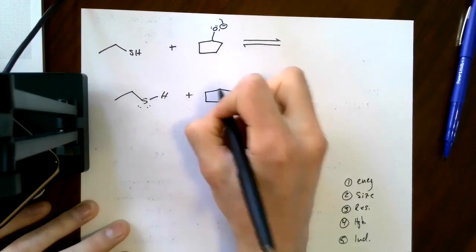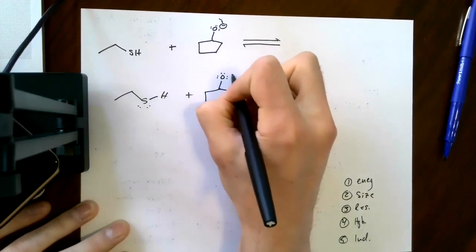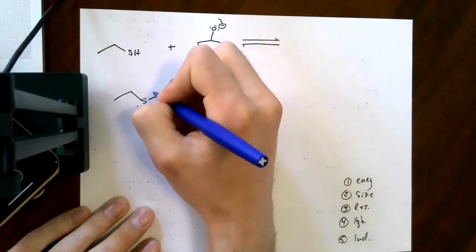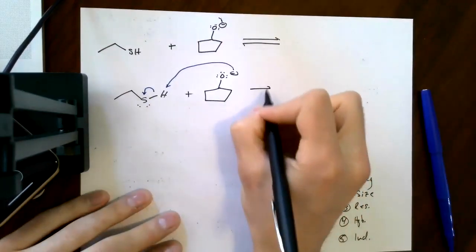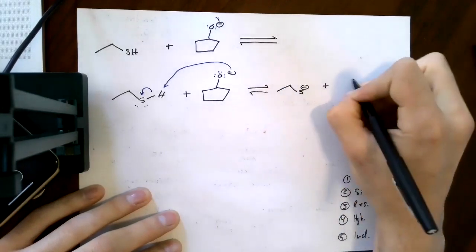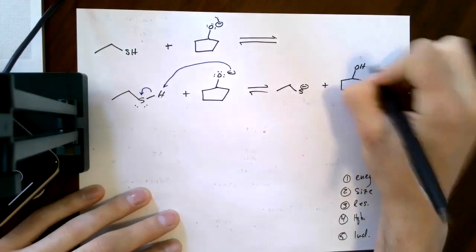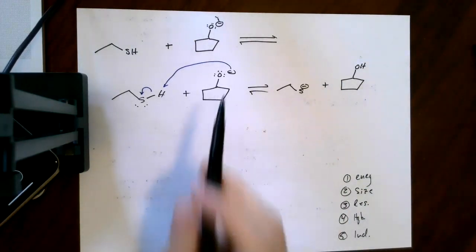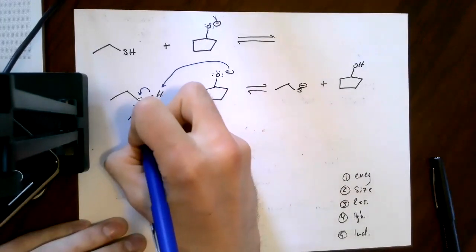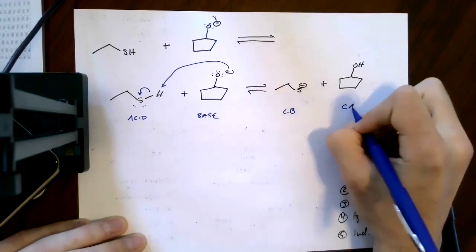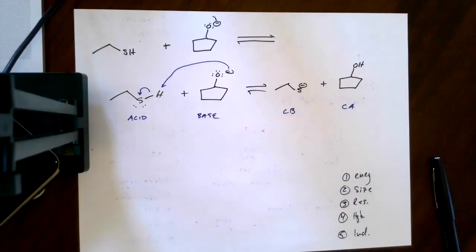I'm going to redraw my structure. I'm going to draw the resulting acid-base chemistry. And here is my situation. I've identified my acid, I've identified my base. Acid, base, and I have my conjugate base and my conjugate acid. So again, the question is, which base is more stable?